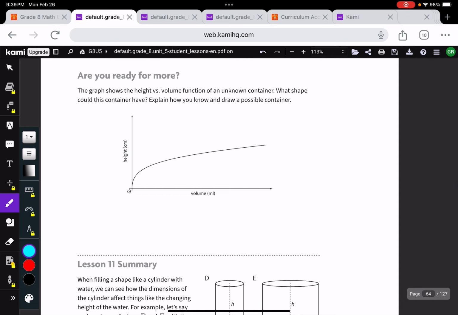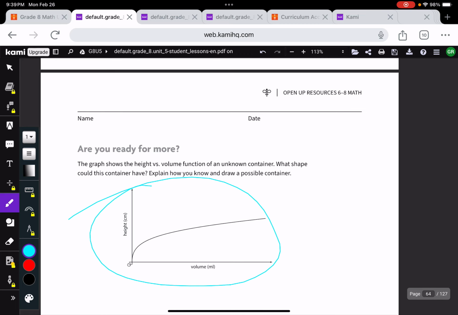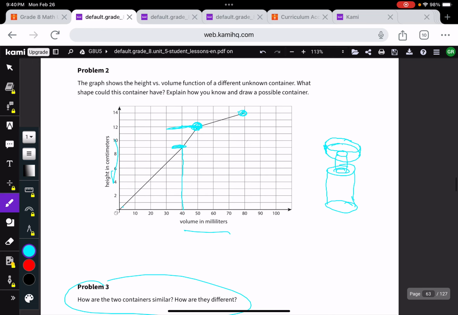It says, the graph shows the height versus the volume of an unconed container. What shape do you think this is? I'd be curious to see what you could come up with on that one. That one is curved. The height gets very steep and then it shallows way off. If you want, go ahead and draw that. I know what I would draw, but I'm going to leave it up to you.